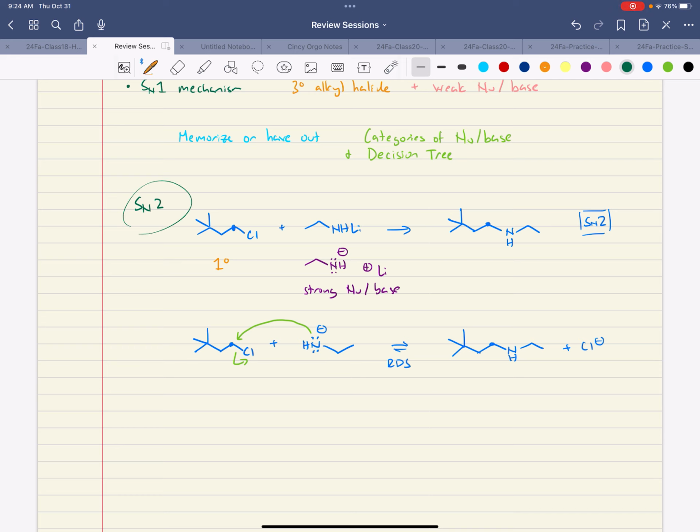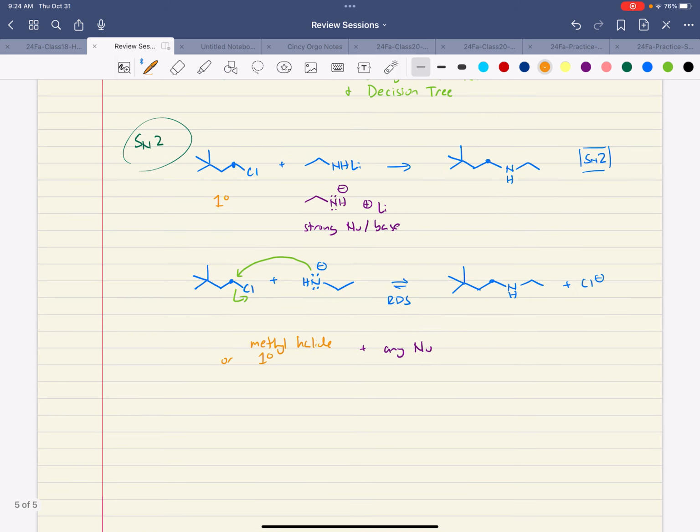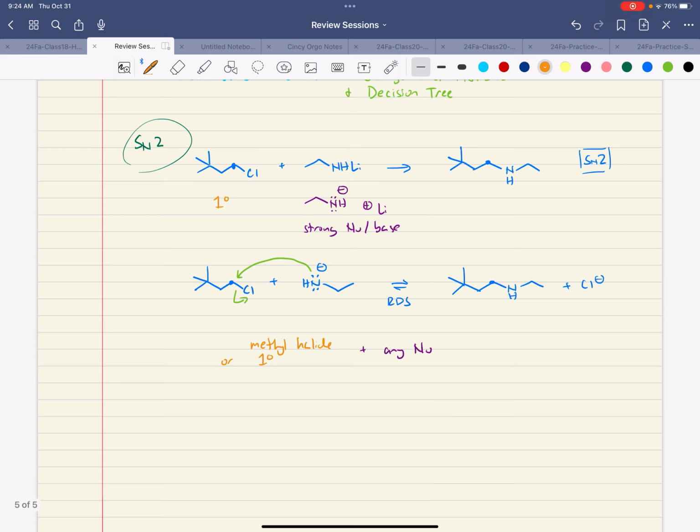When else would you get SN2? If you have a methyl halide or primary and any nucleophile. On the fence is if you have a secondary alkyl halide. If your nucleophile is a strong nucleophile, then it will go SN2.